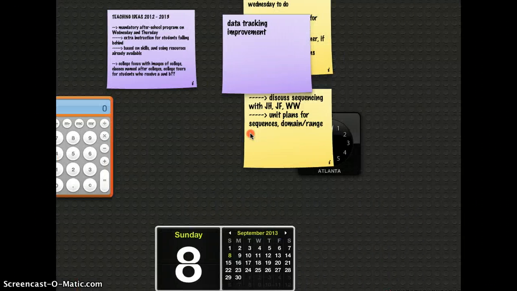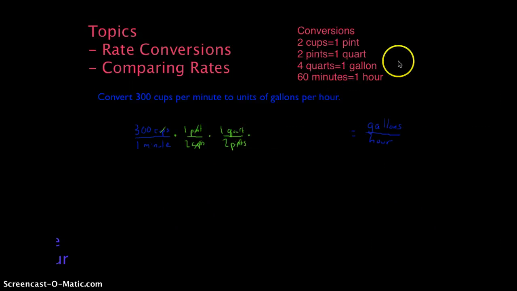So if you've seen this, you should know what to do here. I need 4 quarts is 1 gallon. So let's see, I'm going to put my gallons on top. I need gallons on top, so 1 gallon is 4 quarts. Okay. All right, so now I'm almost there. Here are my quarts. Canceling. So now I'm in a unit, I'm close. I'm in gallons, but I'm still per minute.